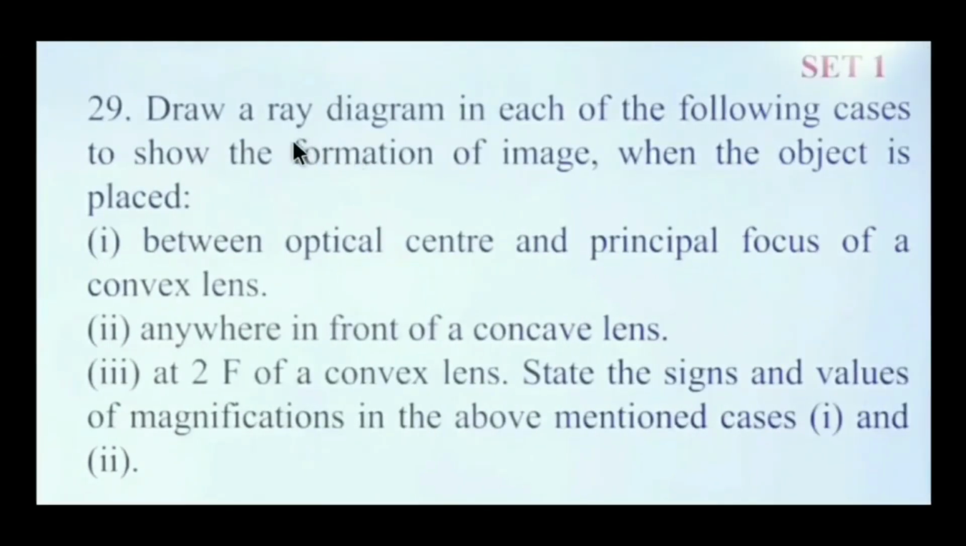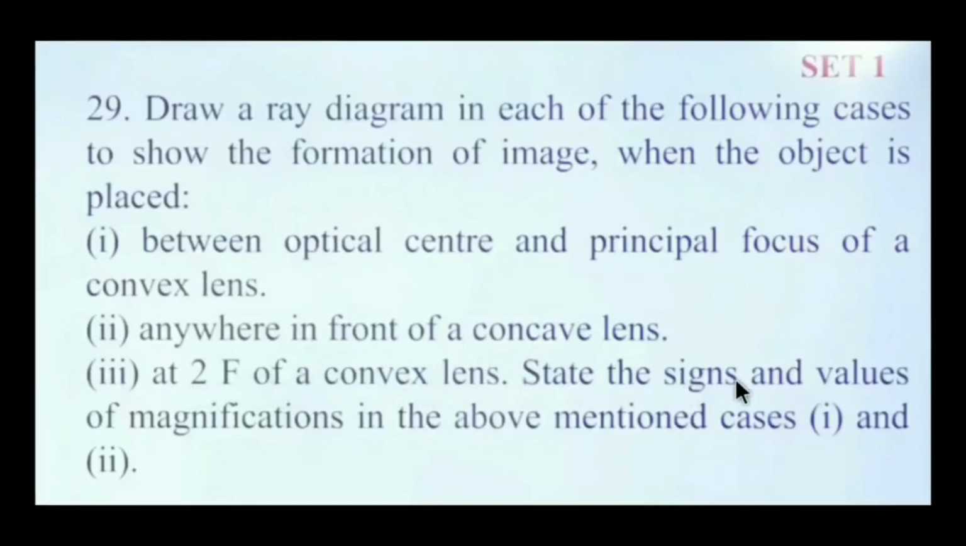Okay, after that question, here is one more question. Draw a ray diagram in each of the following cases to show the formation of image when the object is placed: first, between the optical center and principal focus of a convex lens; second, anywhere in front of a concave lens; third, at 2f of a convex lens. State the signs and values of magnification in the above mentioned cases, first and second.